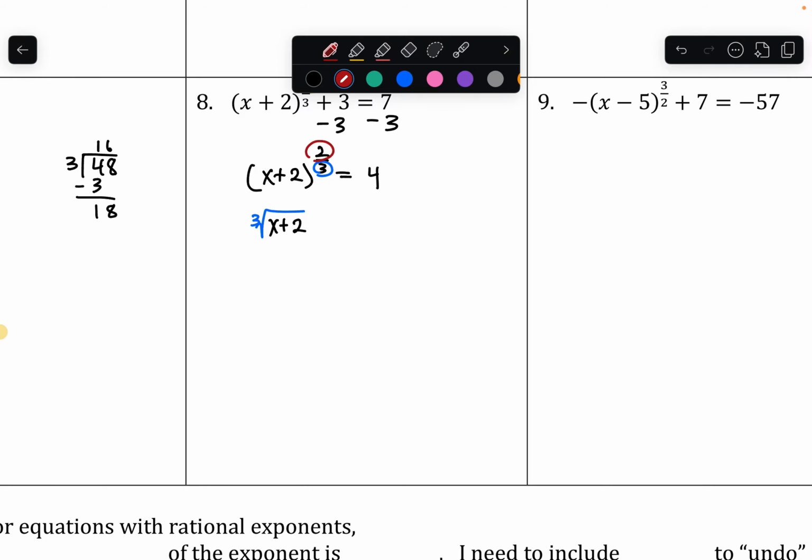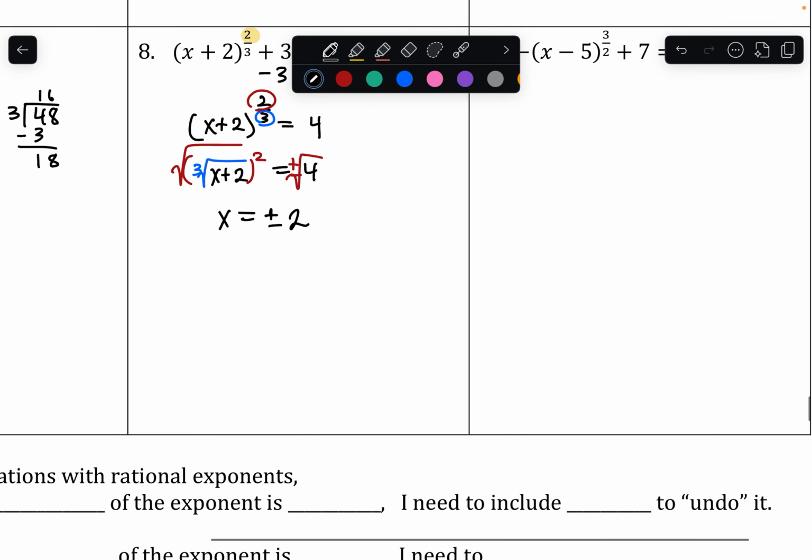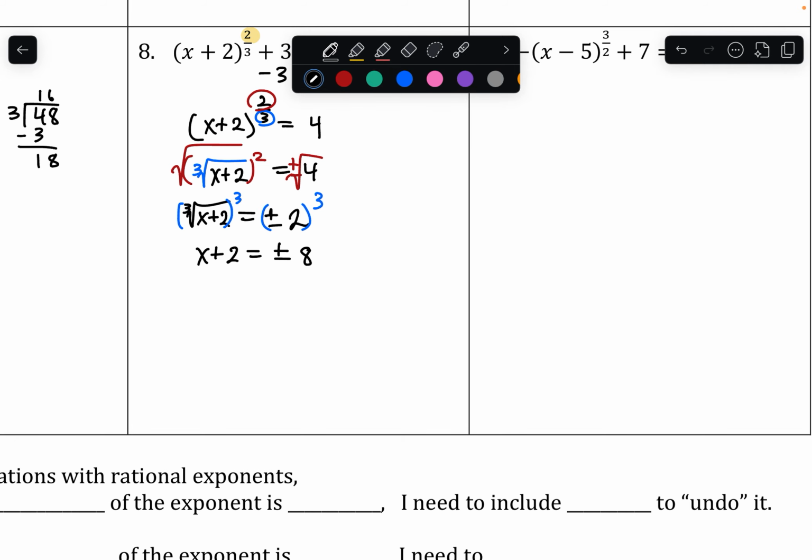And then I have all that being squared. Okay, and so by the square root property, when I square root both sides, I need the positive and negative. So that's positive and negative 2. And on the left, we still have that cube root, and we still have the x plus 2. Now we are ready to cube both sides. So that gives me x plus 2 equals positive negative 8.